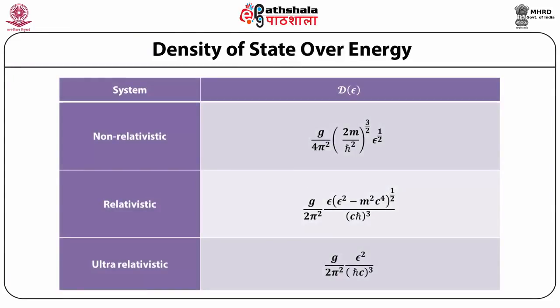That is, for a non-relativistic system, the density of state is given by g upon 4 pi square (2m by h bar square) raised to power 3 by 2 multiplied by epsilon raised to power half. For a relativistic system, it becomes g upon 2 pi square epsilon into (epsilon square minus m square c power 4) raised to power 1 by 2 divided by (c h bar) whole cube. And for the ultra-relativistic case, the density of state becomes g upon 2 pi square epsilon square divided by (h bar c) whole cube. So students, let us summarize what we have learnt in this module.